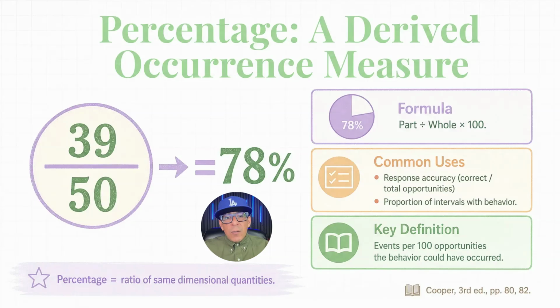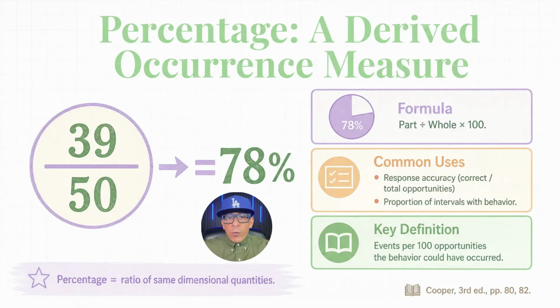Percentage expresses the proportional quantity of an event in terms of the number of times the event occurred per 100 opportunities that the event could have occurred. A simple example from the text is accuracy percentage. If a student answers 39 of 50 exam items correctly, divide 39 by 50 and then multiply by 100, you get 78.